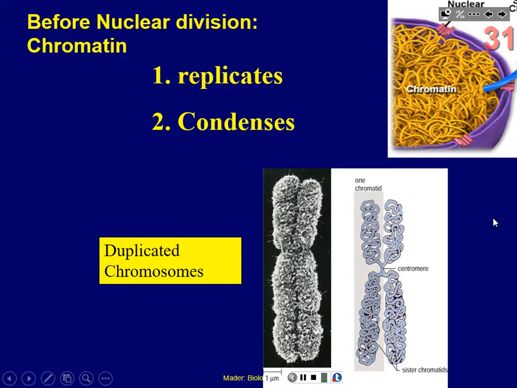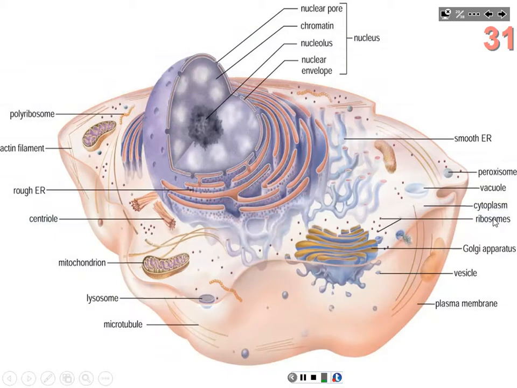Everybody good? Okay. Remember this picture? Chapter 4. There's your cell, animal cell. Does anybody remember what this structure right there is that looks like a Twizzler?